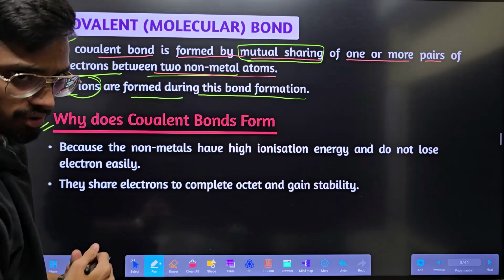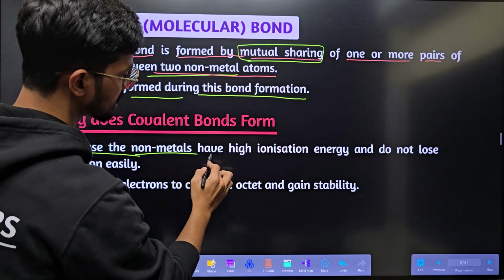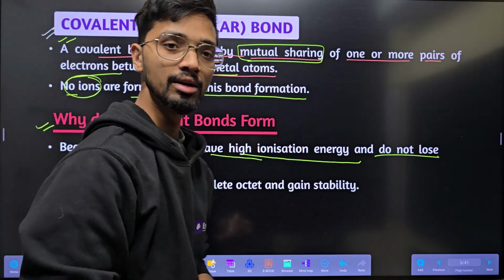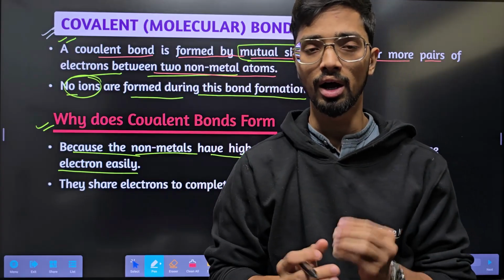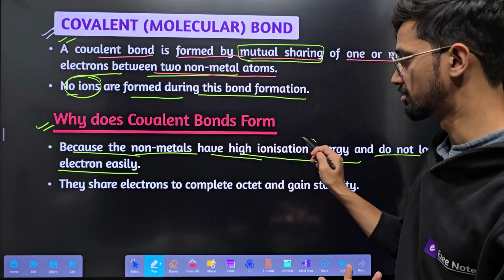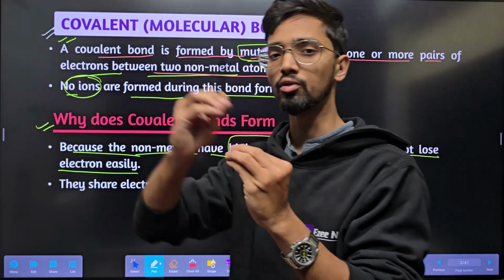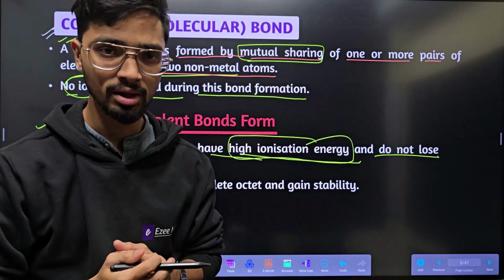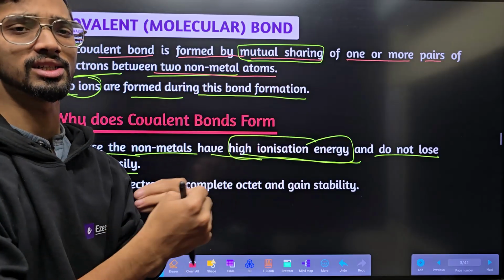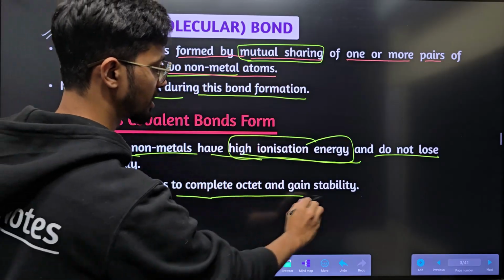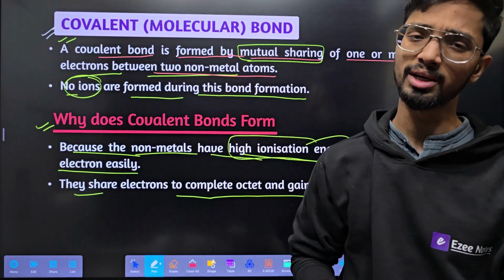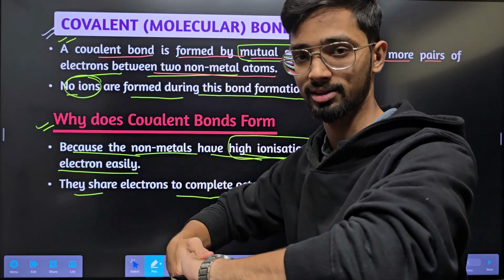So why does a covalent bond form? The first thing is that non-metals have high ionization energy and do not lose electrons easily. To form an ionic bond, ionization energy should be very low. But because of high ionization energy, the electrons won't get removed from the outermost shell easily. So they form a bond called a covalent bond by just sharing the electrons. They share electrons to complete their octet and gain stability. Everyone wants to gain stability, and that's how they gain it, by sharing electrons.